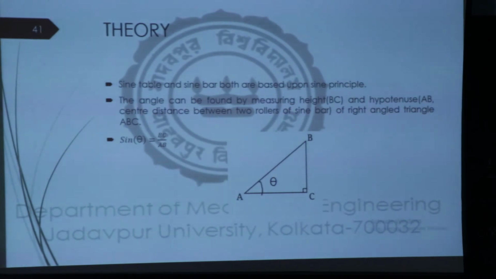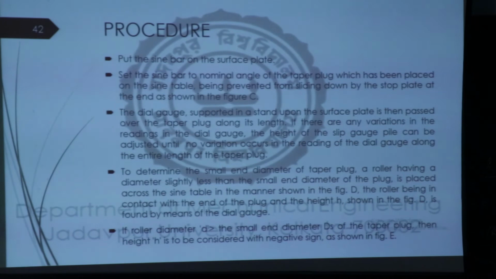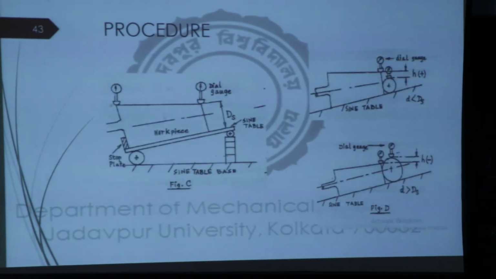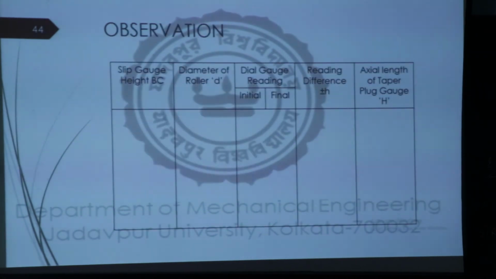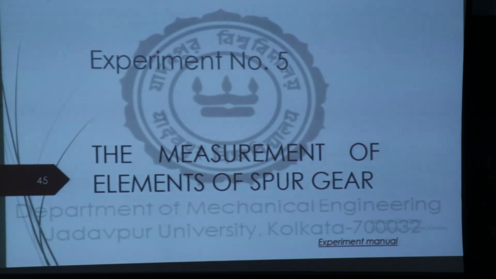There is a sine principle, as you know. While you do the experiment, you will see that AB is nothing but the line joining the 2 centers, and the BC height will be available using the slip gauges. The detailed procedure will be shown during the experiment. Also how to find the end diameter will be shown during the experiment, and some standard expressions and one big calculation will also be included in the instruction sheet. Now this is the last one.